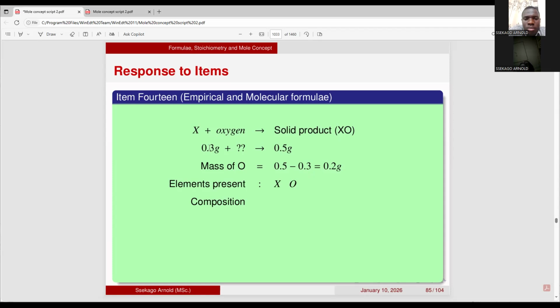The item provided me with the mass of X and the mass of the product, but it did not provide me with the mass of oxygen. So that's why I had a question mark here. So all this information has been helping me to determine mass of oxygen. Now I have mass of X and mass of oxygen. I substitute. What does step 3 say?